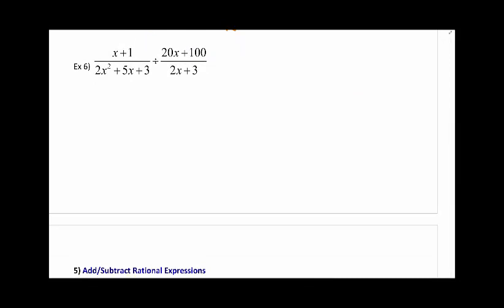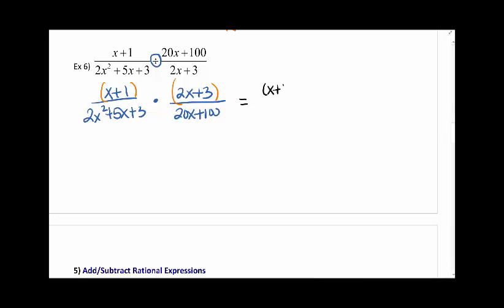So on number 6, it's a division problem. So our first step should be rewriting it as a multiplication problem. You have to do that first so that you don't fall into the trap of canceling things that aren't supposed to cancel. Now we're going to cancel anything we can. Now, notice again, I'm going to go ahead and put the parentheses around those numerators because there's nothing I can do to those. So I have an x plus 1.